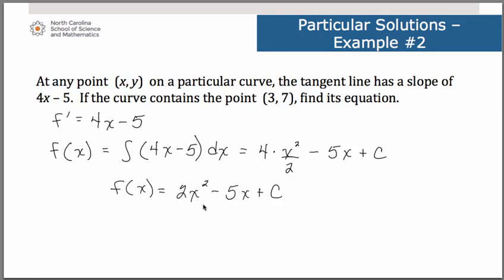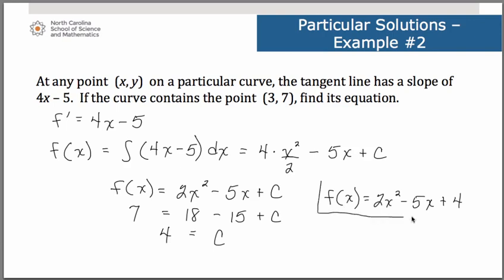Obviously a quadratic. We are told the point 3, 7 needs to lie on this curve. So the function value is 7. If we substitute 3 in for our x's, this gives us 18 minus 15 plus c. We end up that c is equal to 4. So what that means is that our function is 2x squared minus 5x plus 4. Again, this is what we refer to as a particular solution based upon the initial condition we were given that the point 3, 7 had to lie on the original curve.